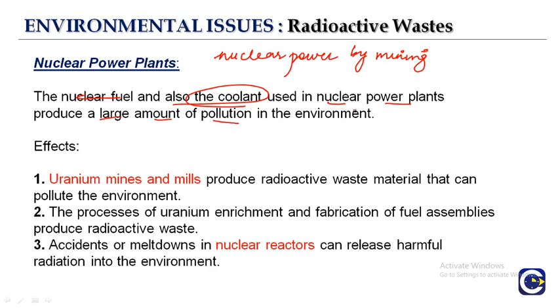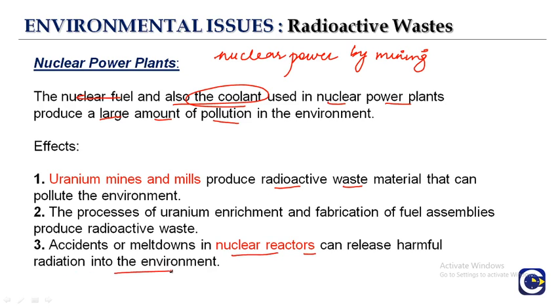Let's talk about the effects of these. One is uranium mines and mills, which produce radioactive waste material that can pollute the environment. The processes of uranium enrichment and fabrication of the fuel assemblies produce radioactive waste, like how natural uranium is produced during the mining processes. All the accidents and meltdowns in the nuclear reactors of a nuclear power plant can release harmful radiations into the environment.